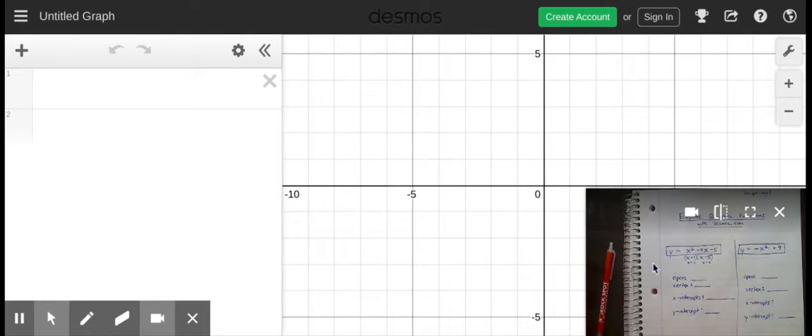Okay. So on a piece of paper, why don't you write down the two functions that we're going to be exploring. One of them is y equals x squared minus 4x minus 5. And the second equation you should write down is y equals negative x squared plus 9.